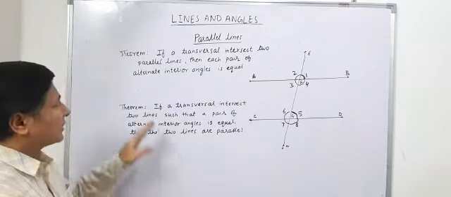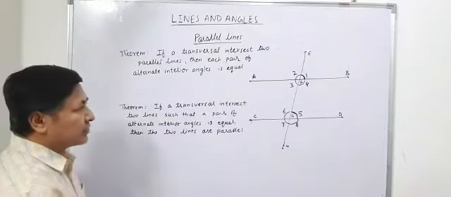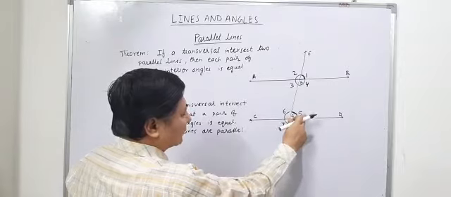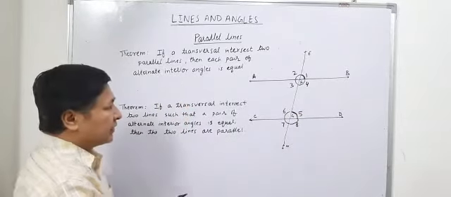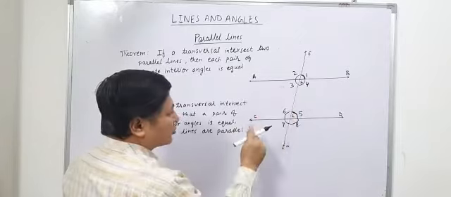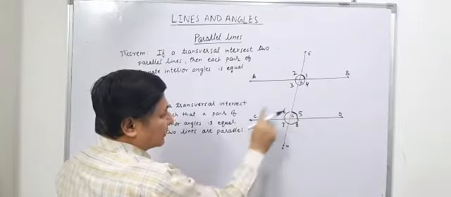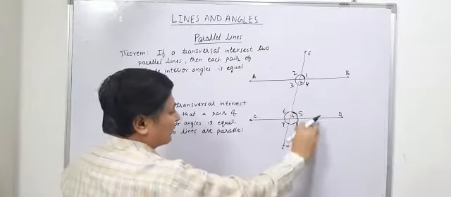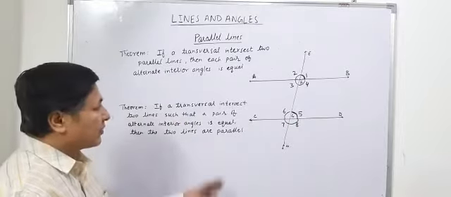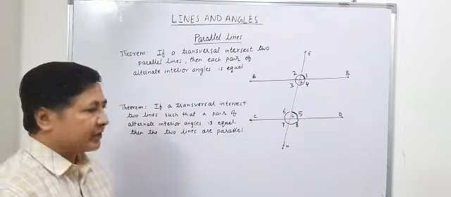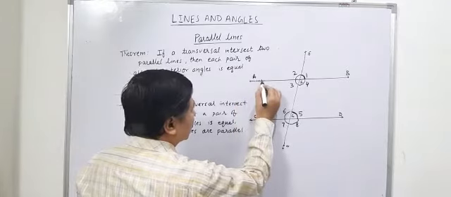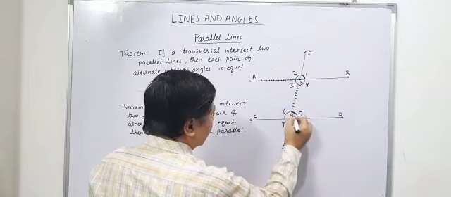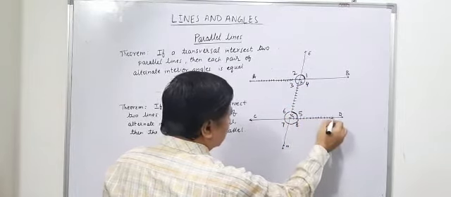Now let us talk about the alternate interior angle. If these two lines are parallel, then angle 3 and angle 5 are forming alternate interior angles. If you see the position of angle 3, it is below the line, and angle 5 is above the line. Angle 3 is on the left hand side of the transversal, and angle 5 is on the right hand side. These types of angles are known as alternate interior angles. Also, if you see carefully, it is forming the shape of Z.